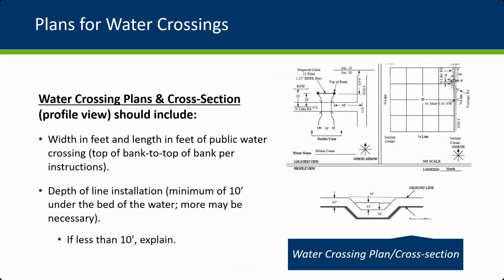Plans and cross-sections for water crossings should include the width and length of the crossing in feet from the top of the bank to top of the bank or shore to shore, and the depth of the line under the bed of the water. A minimum of 10 feet is required. If it must be less than 10 feet, an explanation is necessary.